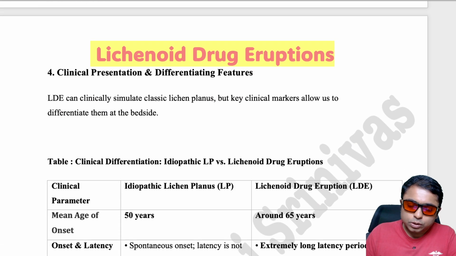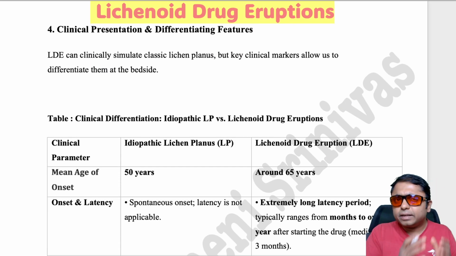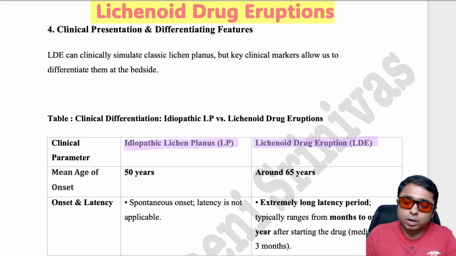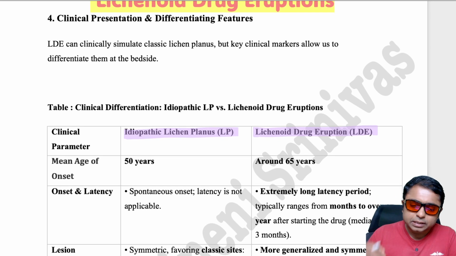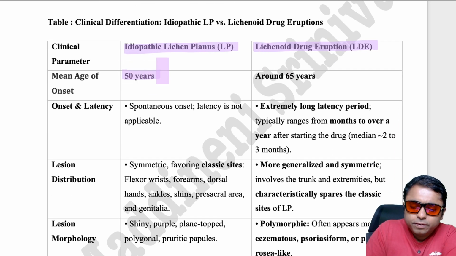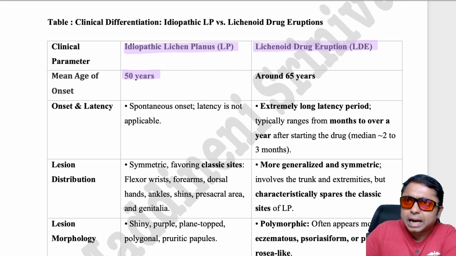Now let us look at what the differences will be between the classical lichen planus and the drug-induced lichen planus, lichenoid drug eruptions. There are some very important differences which you must know. The age of onset is going to be 50 years in the case of idiopathic lichen planus, whereas it is going to be a little bit elderly.